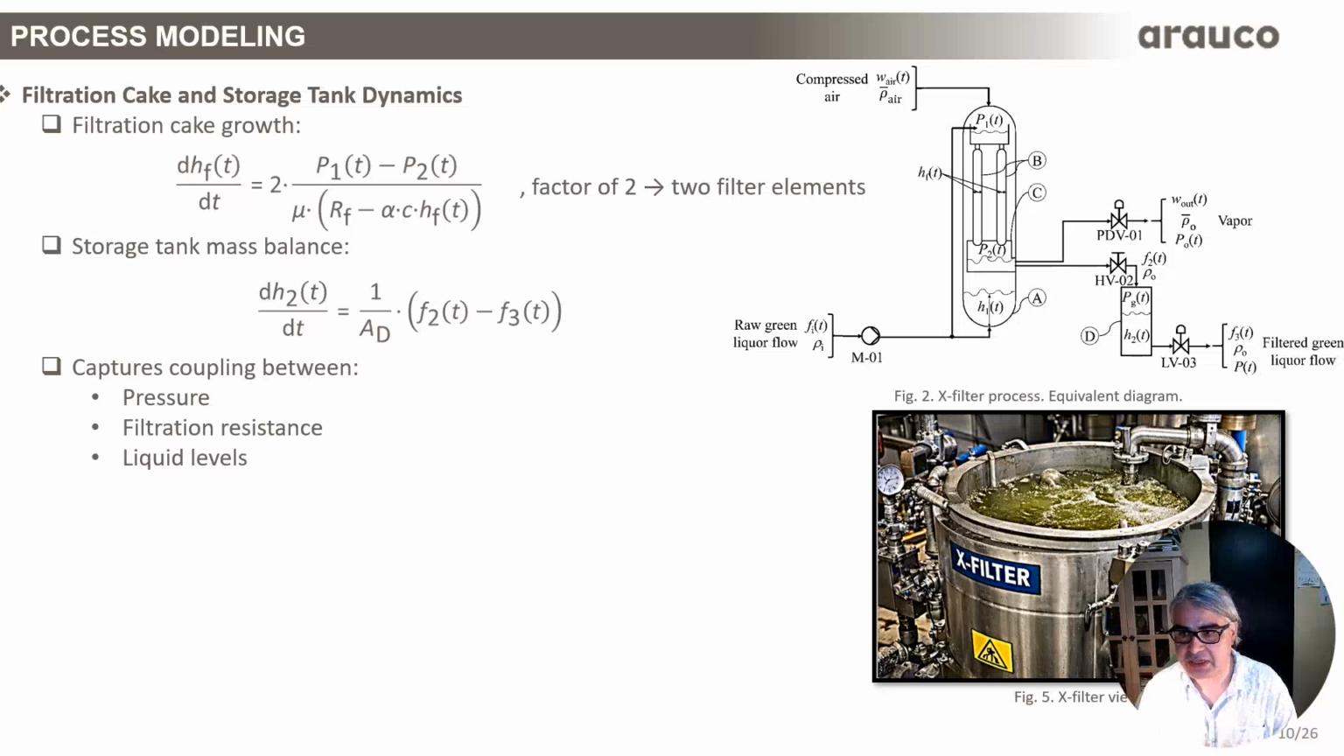Now, the filtration dynamics are modeled through a cake resistance formulation, where the growth of the solid layer depends, as you know, on pressure difference, fluid viscosity, and filter properties. The factor of 2 reflects the presence of dual filter elements. Maybe you know, but you should take into account that this filter has 2 filter elements. Okay. Now, a mass balance on the storage tank completes the nonlinear model, linking outlet flows to the downstream liquid level.